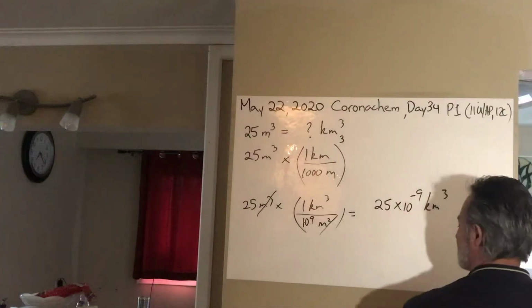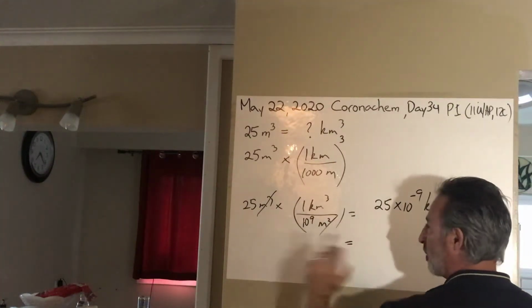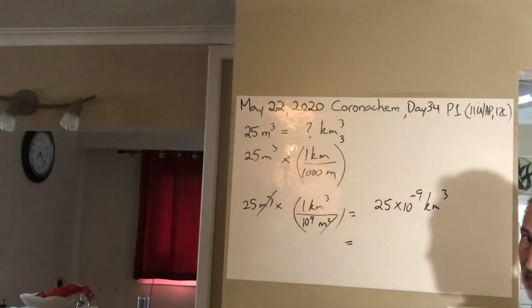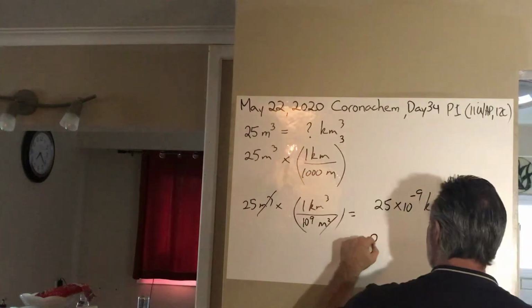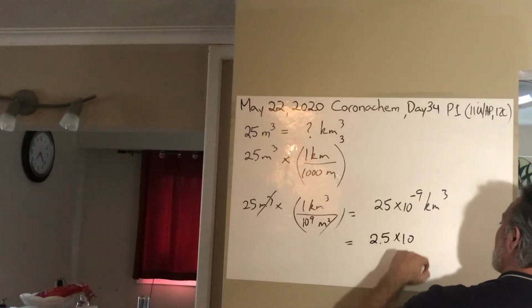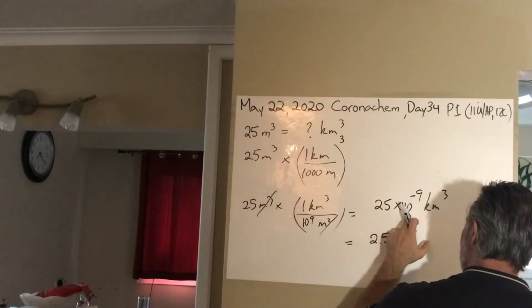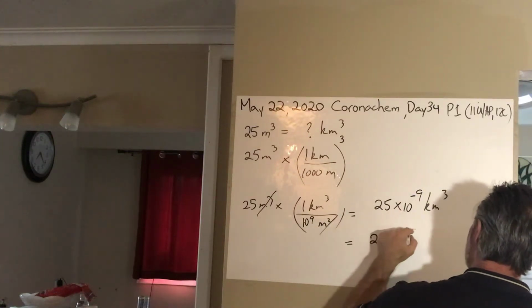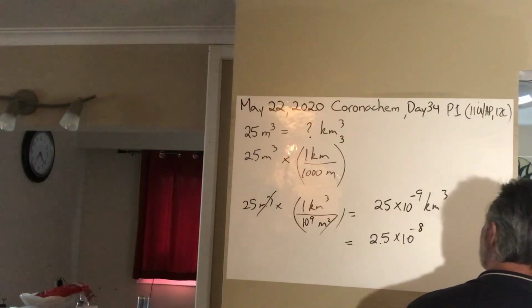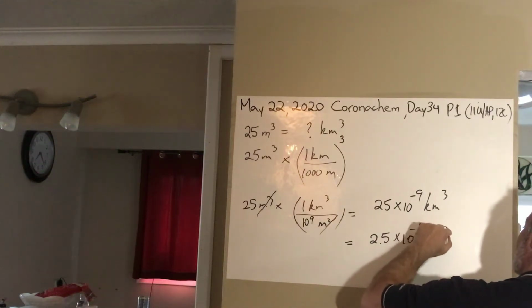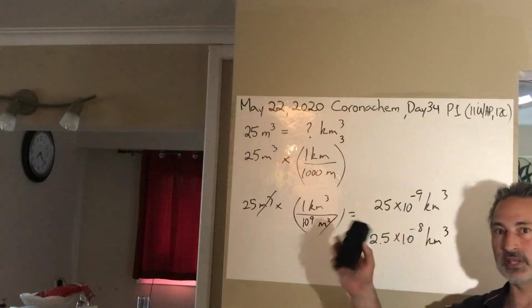So rewrite that in scientific notation. Remember, there's only one number before the decimal in scientific notation, so it's going to become 2.5 times 10 to the, you made this one 10 times smaller, so you got to make up this one 10 times bigger to keep the value the same. So you're going to say 2.5 times 10 to the minus 8 kilometers cubed. No calculators, you notice?